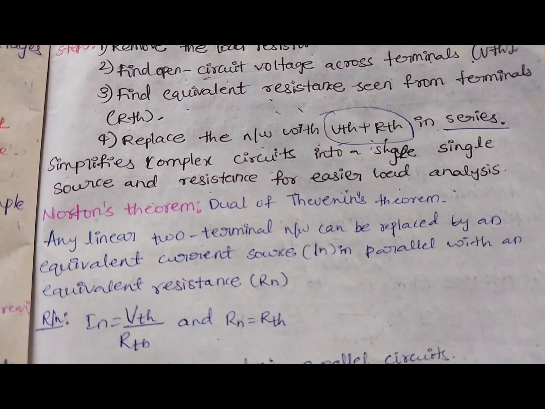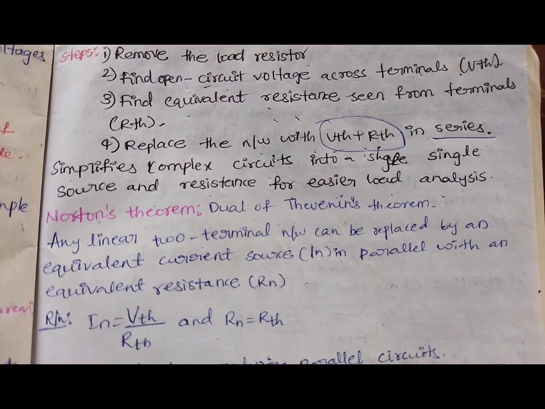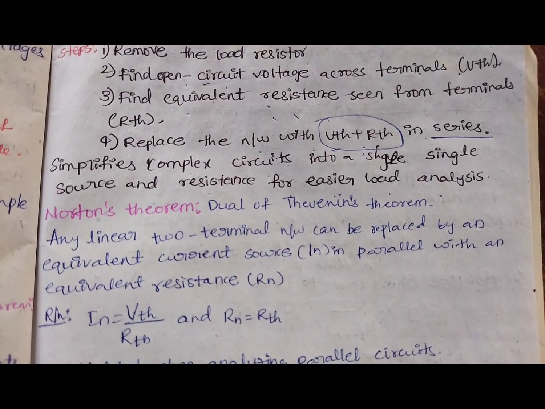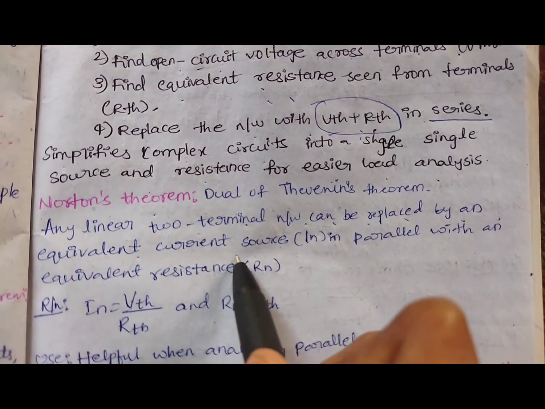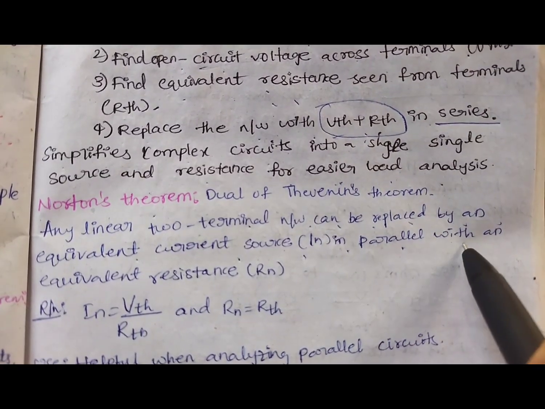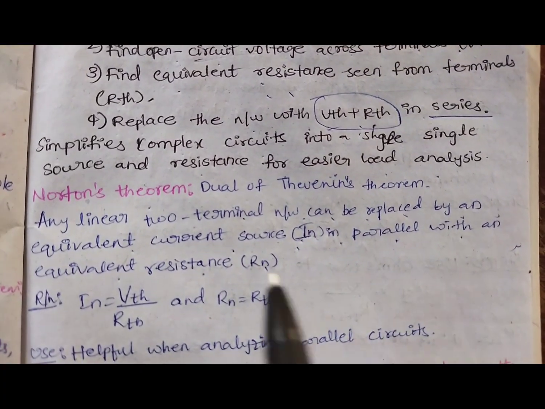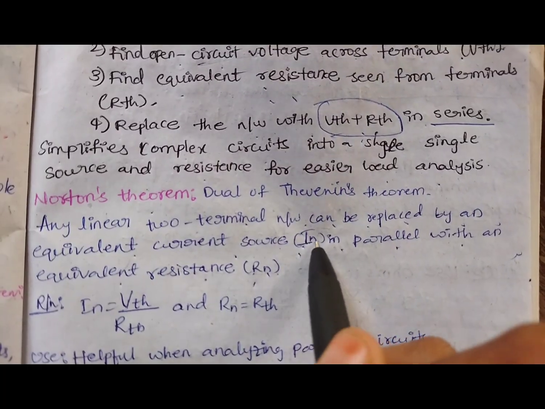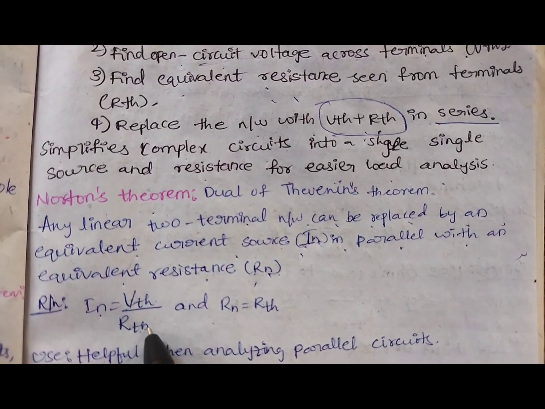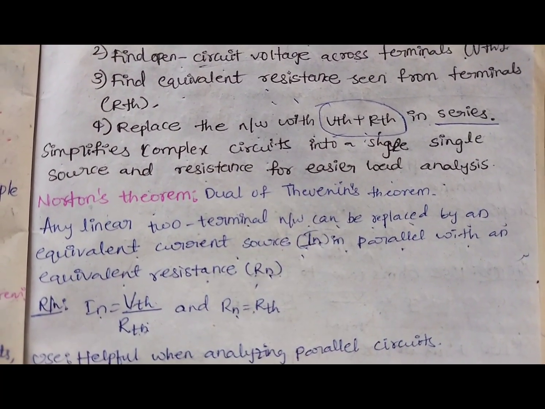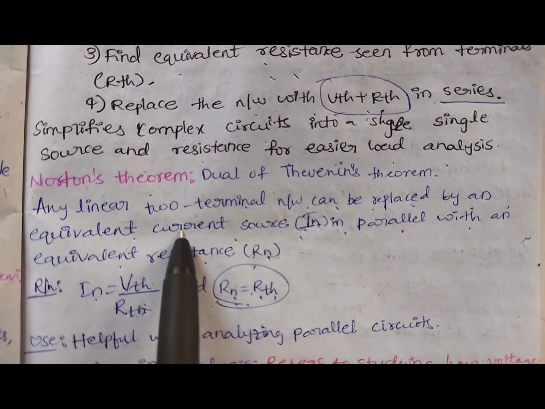Now Norton's theorem. It is also known as the dual of Thevenin's theorem. Dual is nothing but two or double. Any linear two-terminal network can be replaced by an equivalent current source IN in parallel with an equivalent resistance RN. If it is current, you write IN. If it is resistance, you write RN. N represents Norton's theorem. IN equals voltage by resistance, VTH by RTH, from Thevenin's theorem. RN equals RTH, both are the same. This is the relation we apply in Norton's theorem.